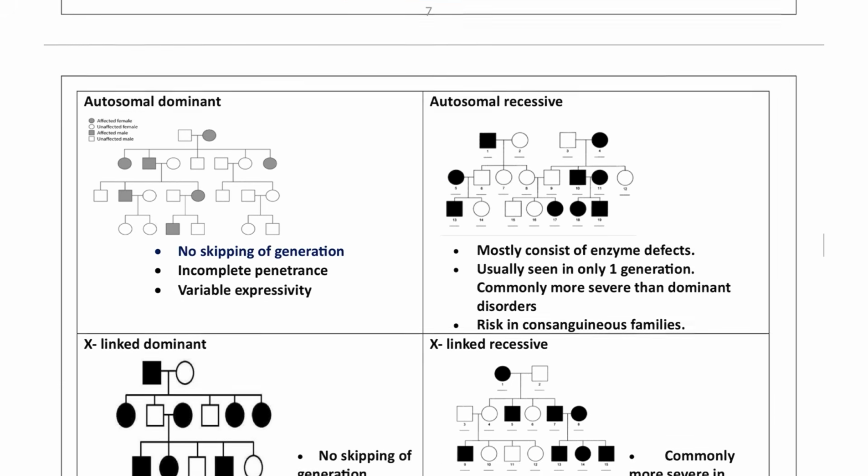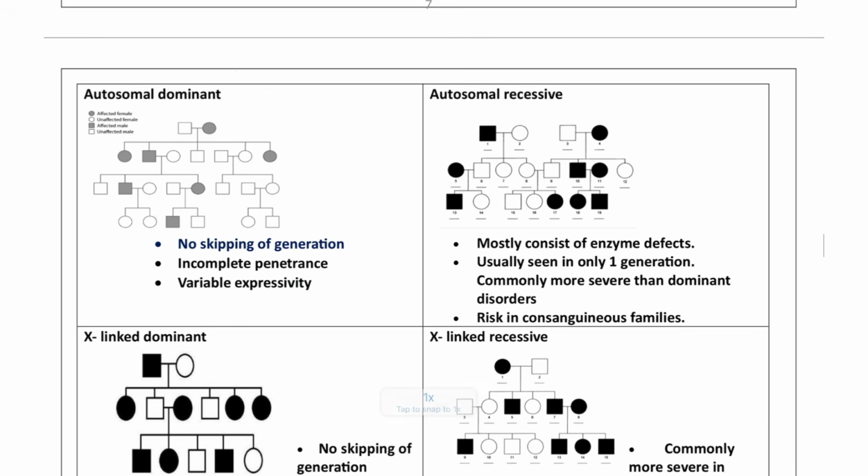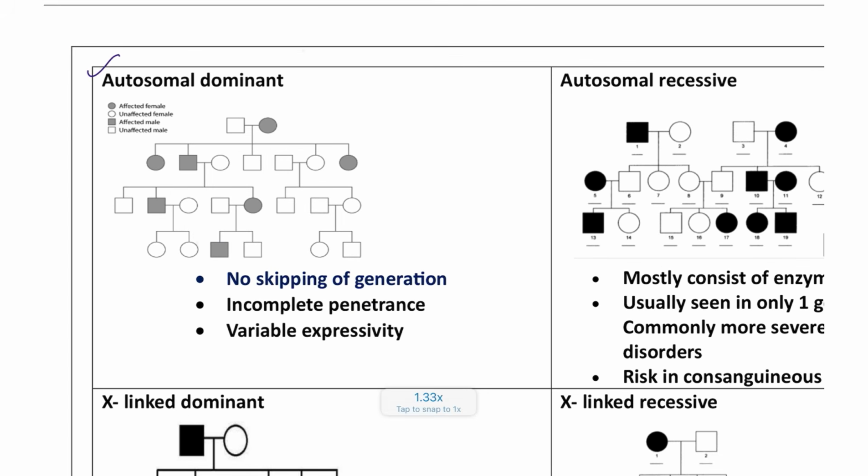Okay, next, Mendelian patterns. Autosomal dominant. What you have to remember mostly is that all generations will be involved. That is the first point. And the second one, there is incomplete penetrance. For example, if the disease is transmitted to you, you may show severe symptoms and another person is going to show less symptoms. So that is incomplete penetrance. From one person to the other, the penetrance will be less. Variable expressivity is similar: the symptoms will be different from one person to another with the same disease.